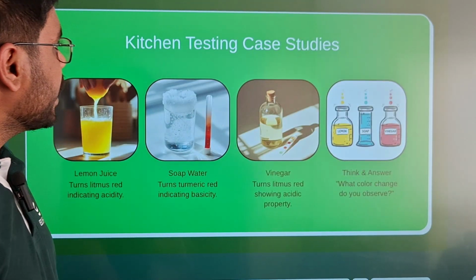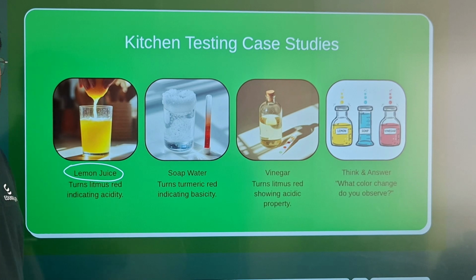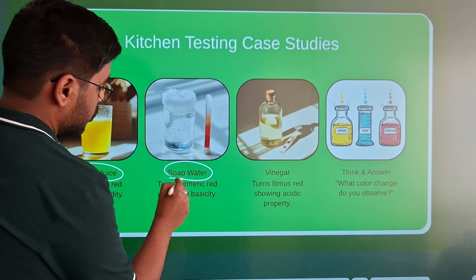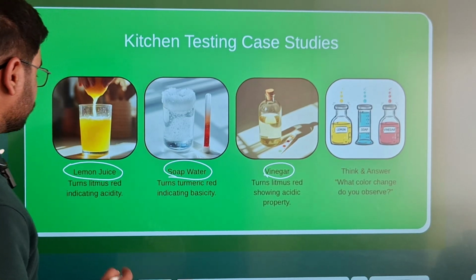Next, we'll take case studies in the kitchen. You can try it out on your own. Test litmus paper with lemon juice, soap water and vinegar, and you can write down the observations. I'll give you the answers though.